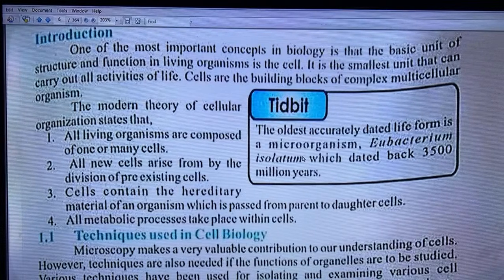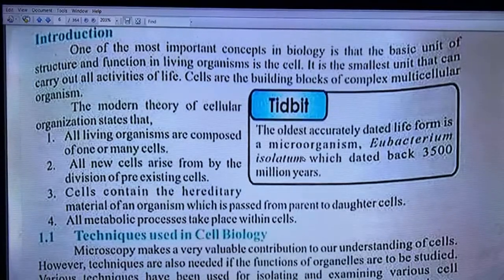2. All new cells arise from division of pre-existing cells. 3. Cells contain the hereditary material of an organism, which is passed from parent to daughter cells. 4. All metabolic processes take place within cells.